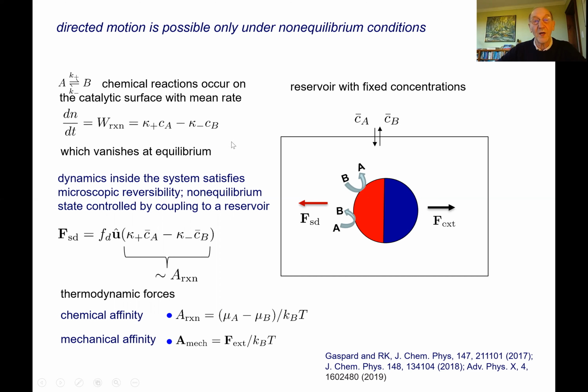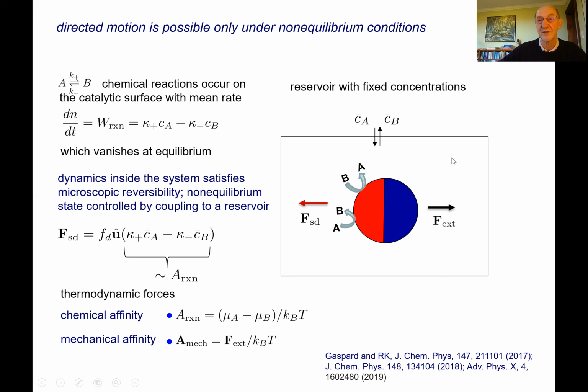Now, to drive the system out of equilibrium, you have to couple it to reservoirs that actually alter the concentrations away from their equilibrium values. So I call those c_A bar and c_B bar. And so these are reservoirs with fixed concentrations of these species. You can also have a non-equilibrium state generated by out of equilibrium reactions in the bulk of the fluid.